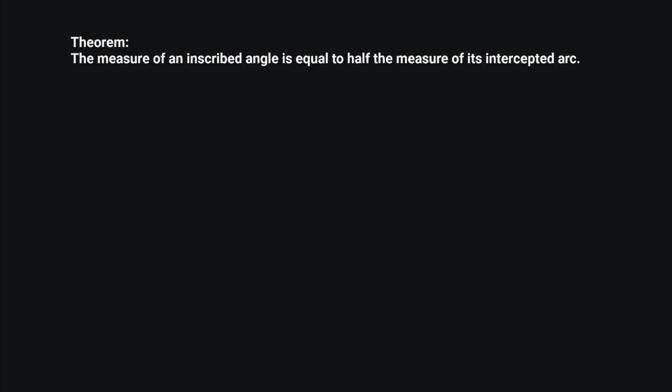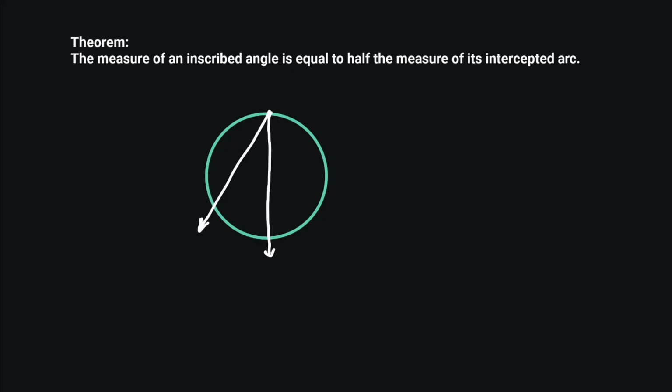Okay, so the next theorem says the measure of an inscribed angle is equal to half the measure of its intercepted arc. So if we have a circle like so, and maybe we have an angle that is intercepted, like we have it like this, and maybe we have it like that, okay? And we have an intercepted arc right here. It's really easy when we think in central angles, right? We have a central angle.